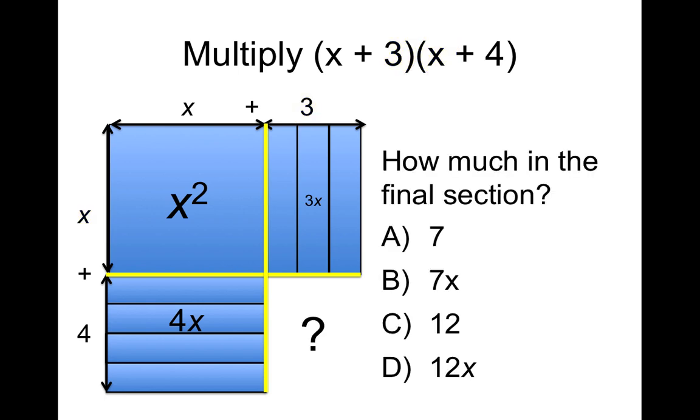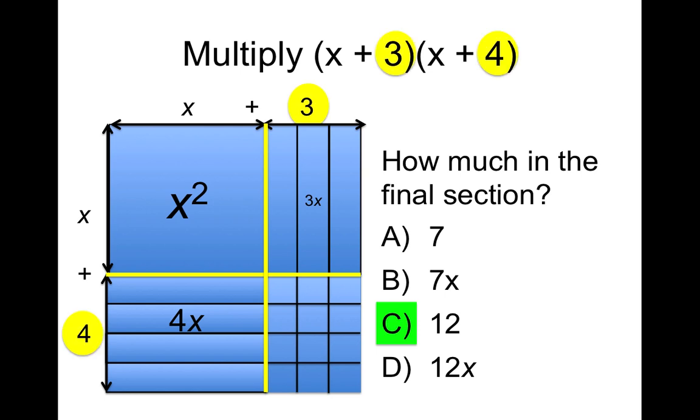And then there's one final product we haven't found yet. What do you think will be the area of the final section? That will be 12, because what we have not multiplied together yet is the 3 from the first binomial by the 4 from the second binomial, and 3 times 4 is 12.